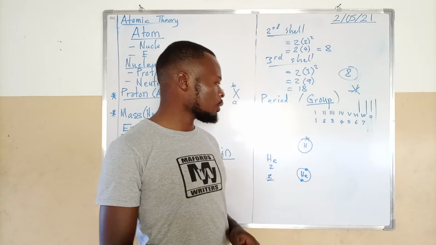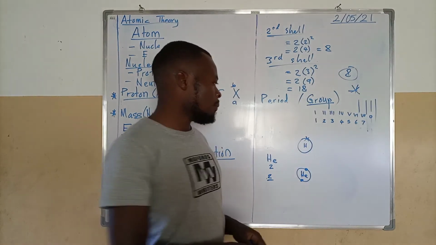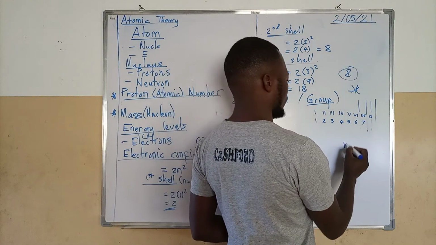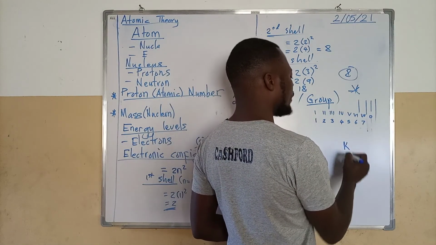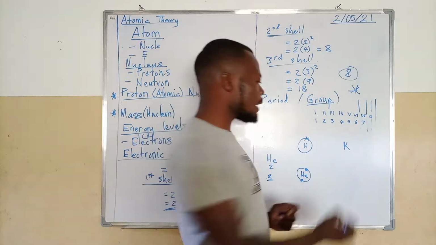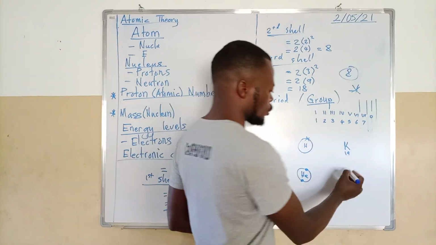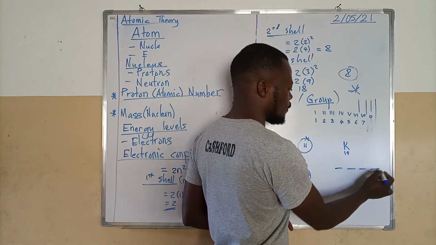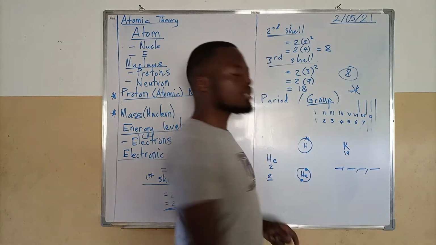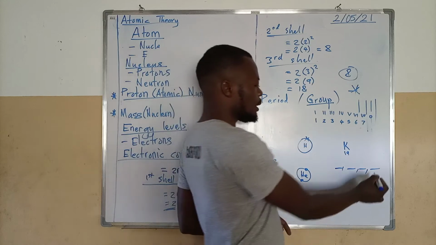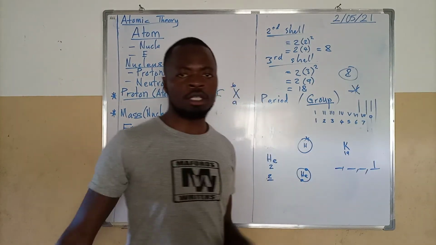Then we can look at potassium. Potassium, even if we don't know the number which potassium has, I presume it's 19. It is in period 4, so we'll put 1, 2, 3, 4. Now potassium is in group 1, so meaning the last shell will have 1 electron.